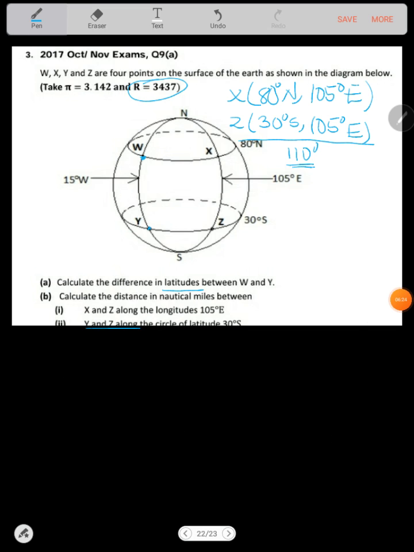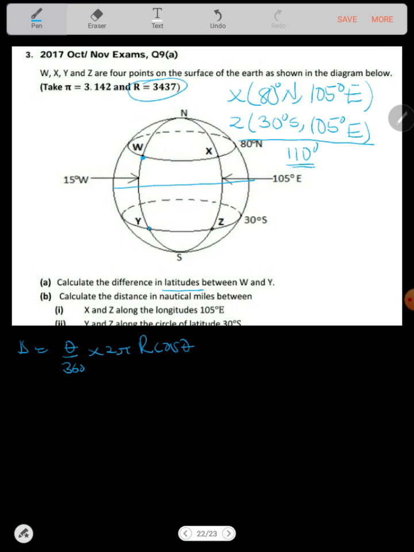Another one says the distance between Y and Z along the circle of latitude 30 degrees. So Y and Z. Now this is a small circle. The latitudes have only one big circle, and that's the equator. The rest of the latitudes are small circles. Hence, to find the distance between Y and Z, which are on the small circle, we're going to use this formula. And that's the difference.